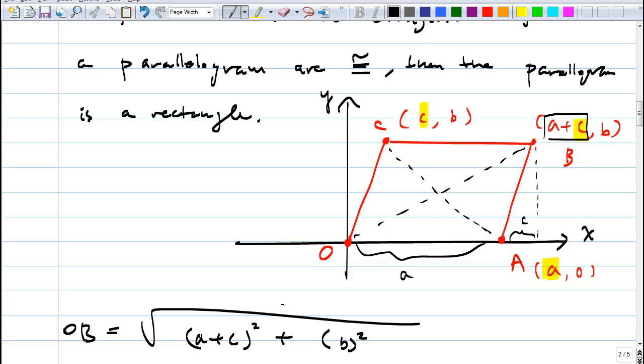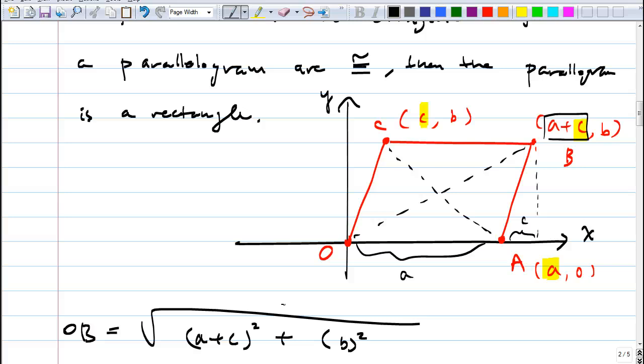What is a plus c squared, class? Is it a squared plus c squared? No, you get a trinomial, don't you? You get a squared plus ac, right? How many of those acs do you get? 2. So you get a squared plus 2ac plus c squared plus b squared. Be careful. Okay, so I thought you meant this, but still it's wrong, right?